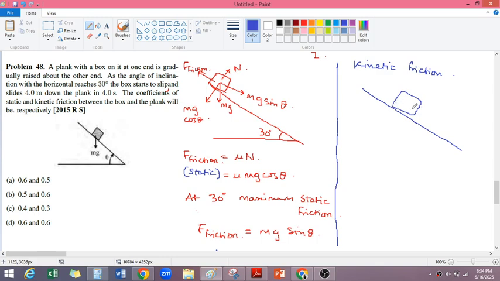g sin theta, or mg sin theta, is acting this way. Mu mg cos theta is acting this way. So if I remove the m, this minus this will give me the acceleration. It's very similar to your previous problem: g sin theta minus mu g cos theta.